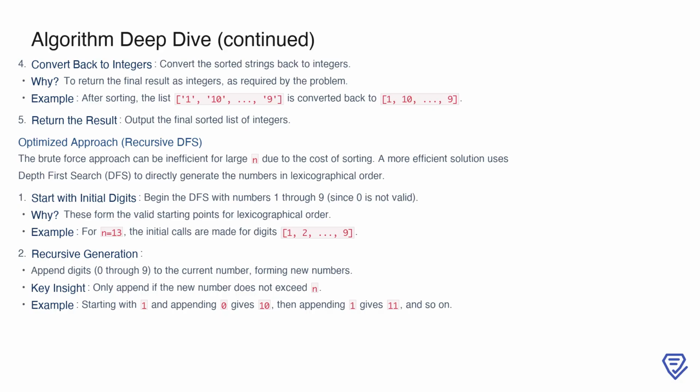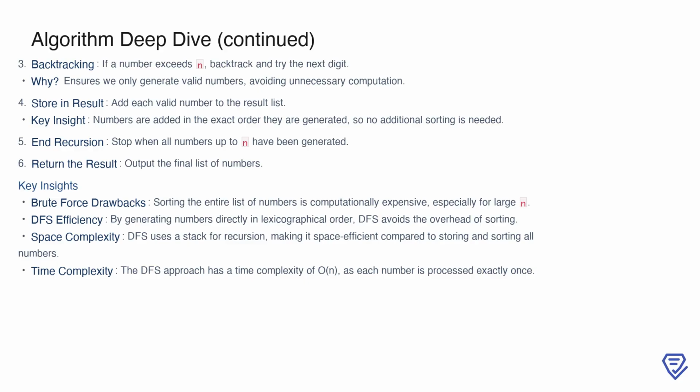The process begins with the initial digits from 1 to 9, which are valid starting points for lexicographical order. For example, when n is 13, the algorithm starts by considering numbers like 1, 2, 3, and so on. These initial digits act as the roots for exploring further numbers through recursion. As the DFS proceeds, we recursively generate numbers by appending digits from 0 to 9 to the current number. The key here is that we only append digits if the resulting number does not exceed n.